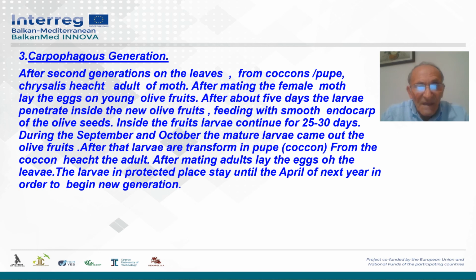During September and October, the mature larvae come out of the olive fruits. After that, the larvae transform into pupae, in cocoons. From the cocoon hatches the adult. After hatching, adults lay the eggs on the leaves. The leaves in protected places stay until April of the next year in order to begin the new generation. So the life cycle of Prays oleae continues from year to year.